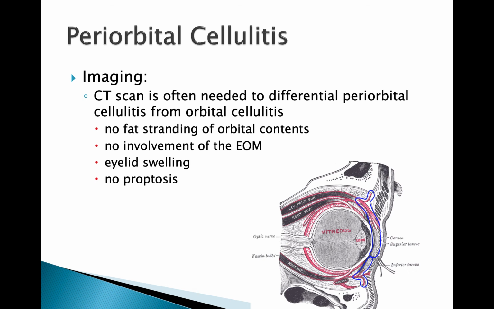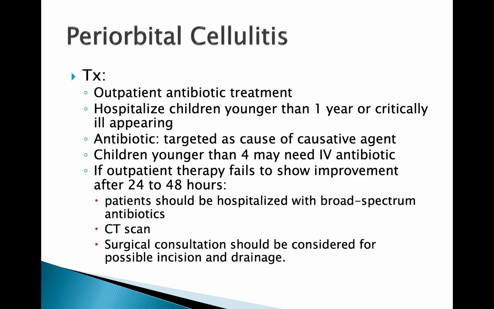Periorbital cellulitis, you do imaging, and a CT scan is often needed to differentiate periorbital cellulitis from orbital cellulitis. On imaging with periorbital cellulitis, there's no fat stranding of the orbital contents. There's no involvement of the extraocular muscles, and there is typically eyelid swelling but no proptosis, where the eye is basically being pushed out of the socket.